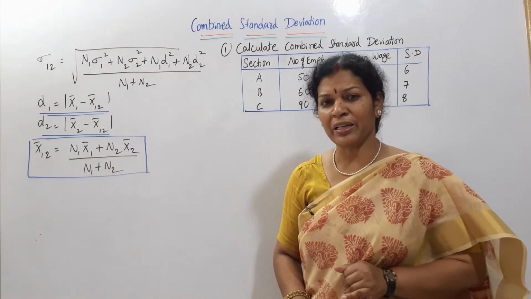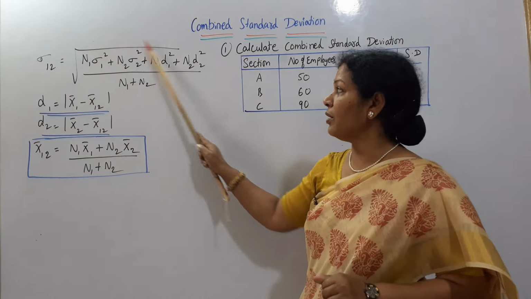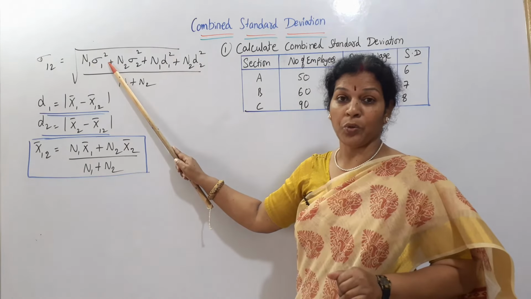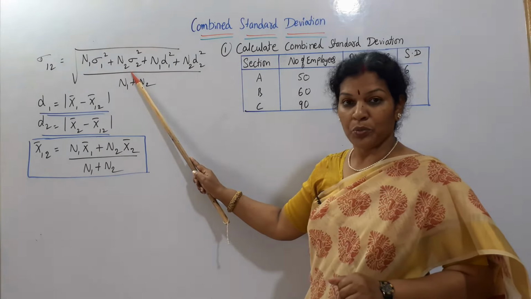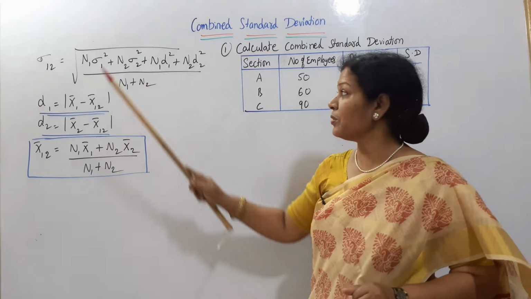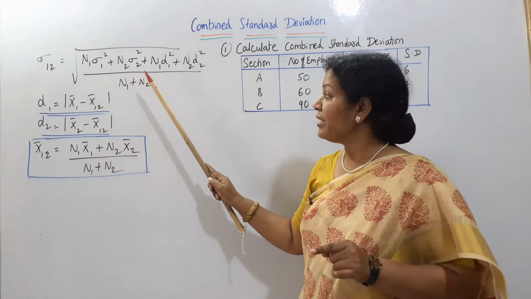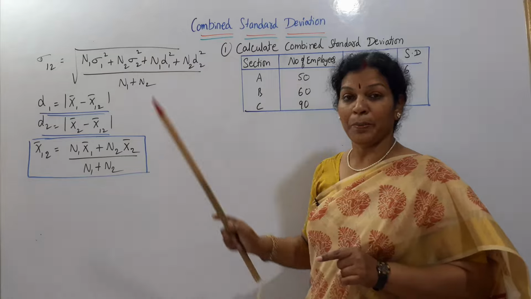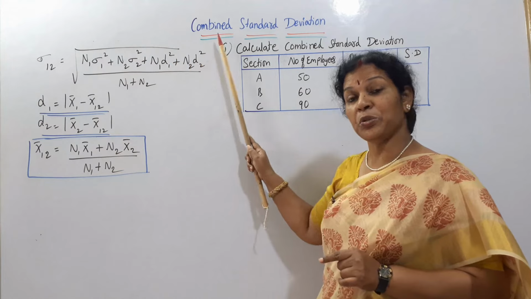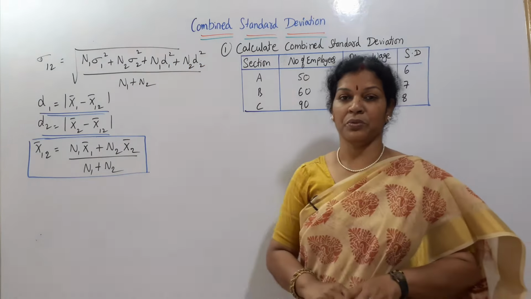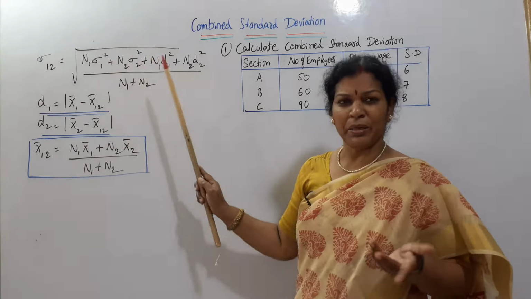For that we wanted to calculate combined standard deviation. Formula: rho 1, 2 is equal to root of N1 rho 1 square plus N2 rho 2 square. Square is compulsory everywhere. Okay. N1 rho 1 square plus N2 rho 2 square plus N1 D1 square plus N2 D2 square by N1 plus N2. Not difficult. Same like combined mean only.